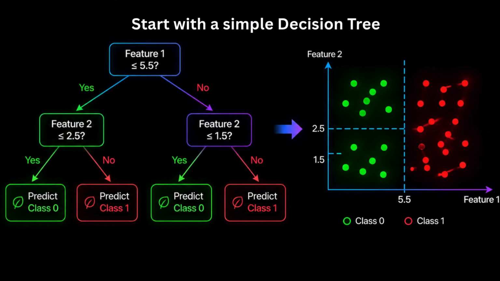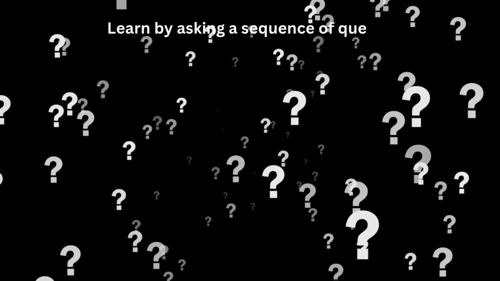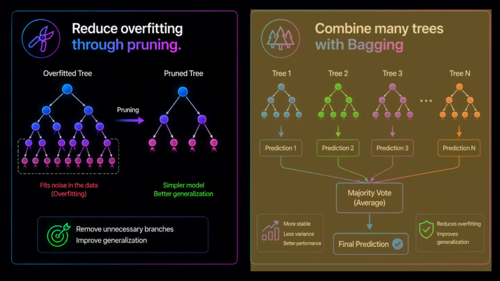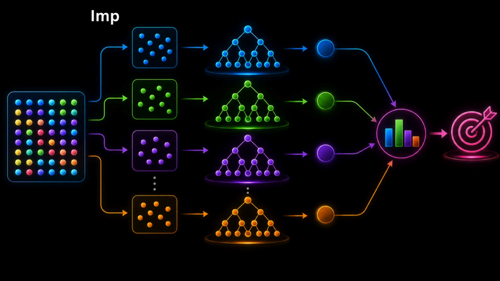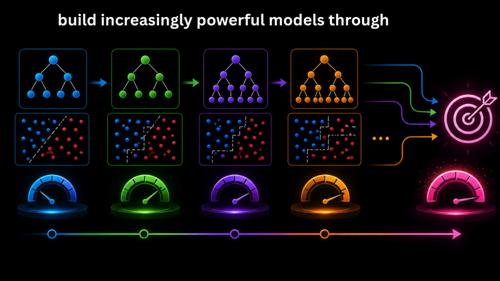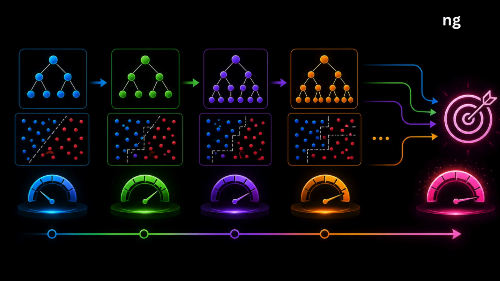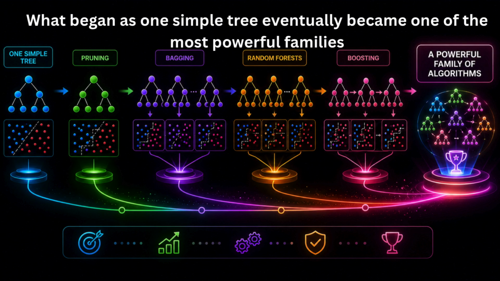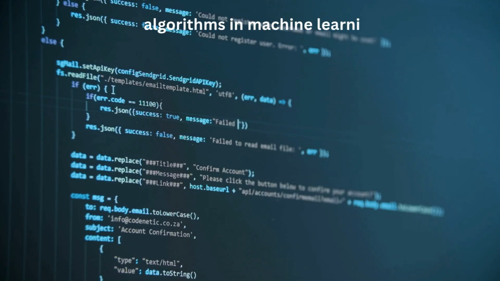And that's the journey. Start with a simple decision tree. Learn by asking a sequence of questions. Reduce overfitting through pruning. Combine many trees with bagging. Improve them further with random forests. And build increasingly powerful models through boosting. What began as one simple tree eventually became one of the most powerful families of algorithms in machine learning.